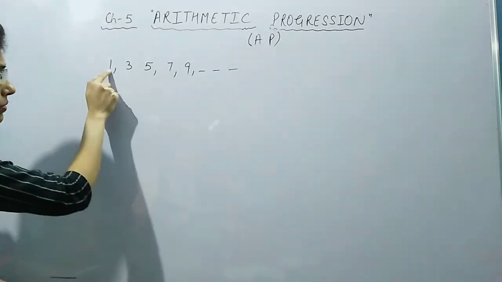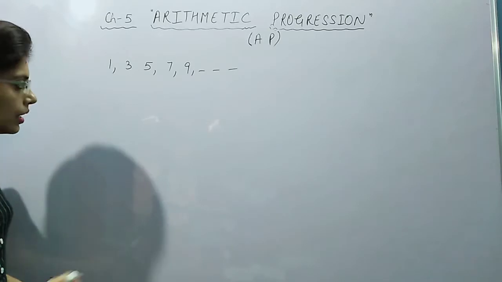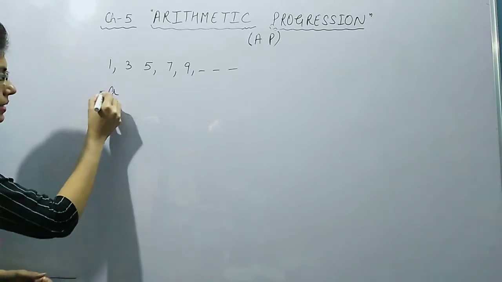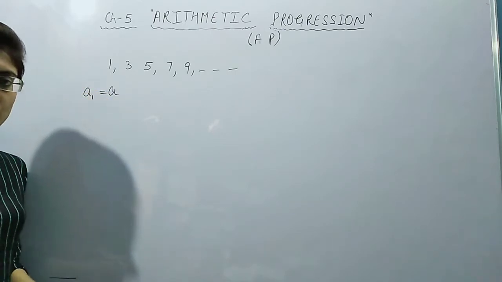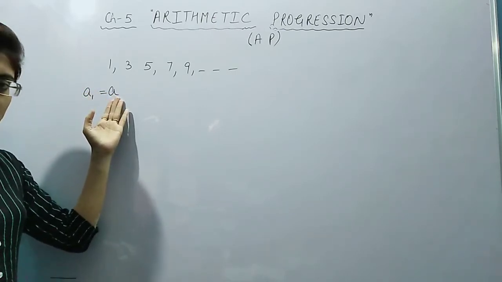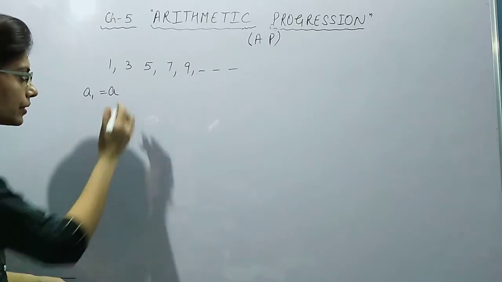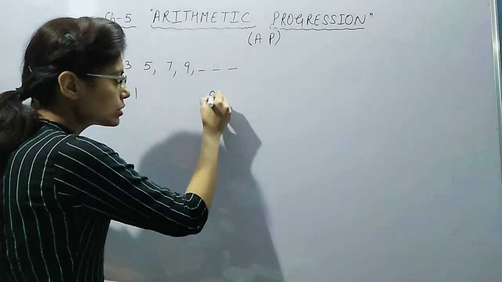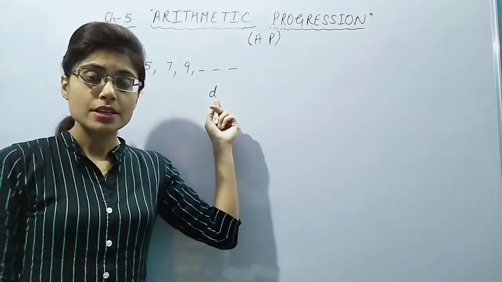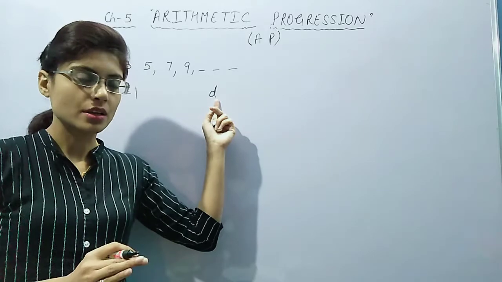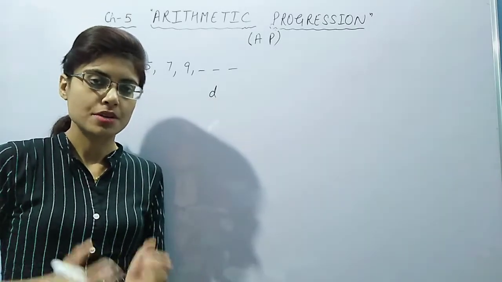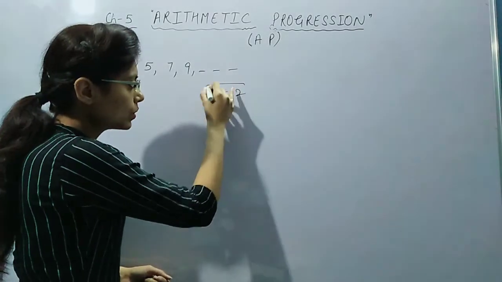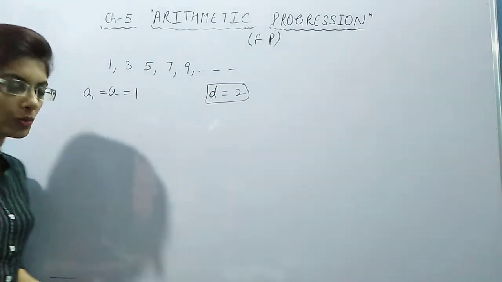Now, what is the first term of this AP? The first term is 1. And the first term is always written as a. Otherwise, you can also write it as a1, but we always write just small letter a. That is equal to 1. Now, the difference we have also seen. The difference is written as small d, and it is also known as the common difference. In this AP, the difference is 2.